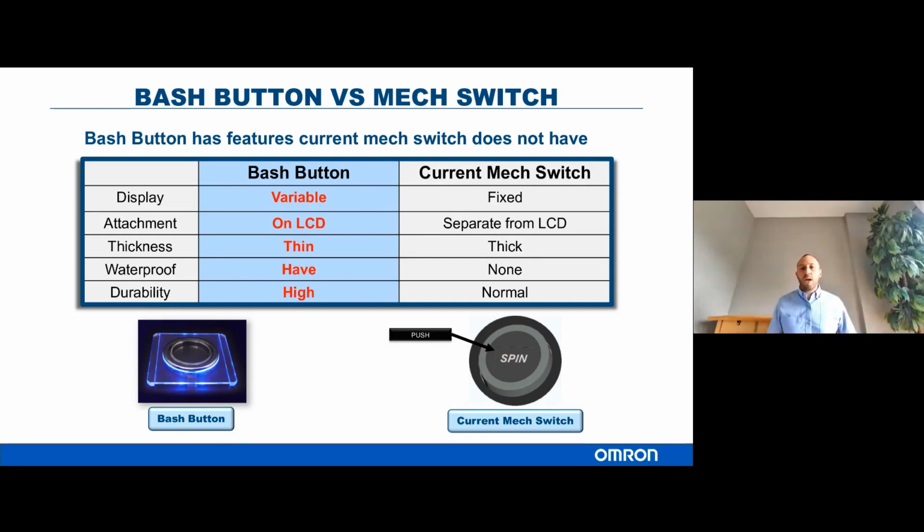We have high waterproofing and high durability, whereas the mechanical solutions are normally maybe 2 million, 2.5 million cycle operations, and they are not waterproof. So if you wanted to waterproof that area with a mechanical switch, you would have to do that all yourselves in-house. With the Omron solution, we do that ourselves, so you don't have to worry about it.